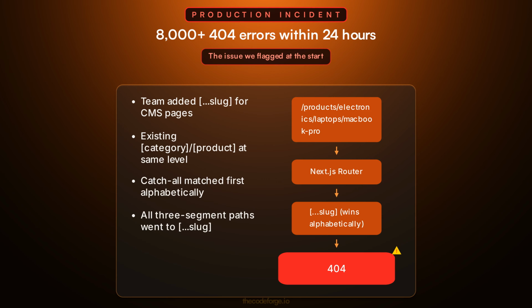The team added app/product/[...slug] for a CMS feature without checking that app/products/[category]/[product] already existed. Because both are dynamic segments at the same level, the router picks alphabetically, and [...slug] sorts before [category] on most systems. So all three segment URLs like /products/electronics/laptops/MacBook Pro matched the catch-all, which didn't have a handler for that pattern, returning 404.